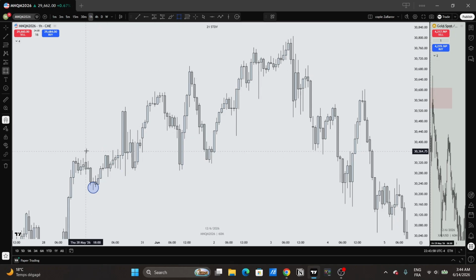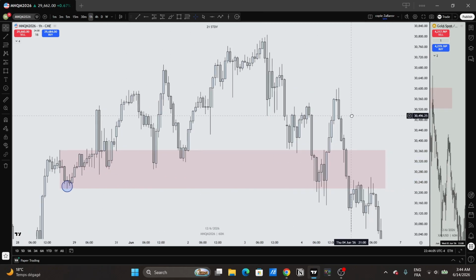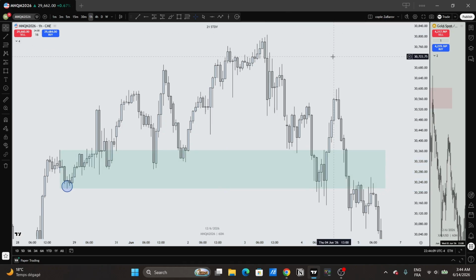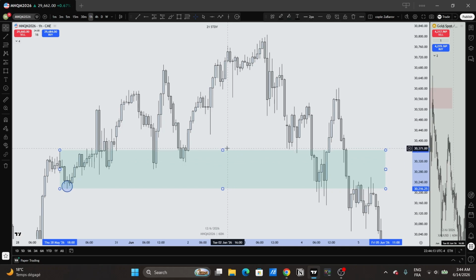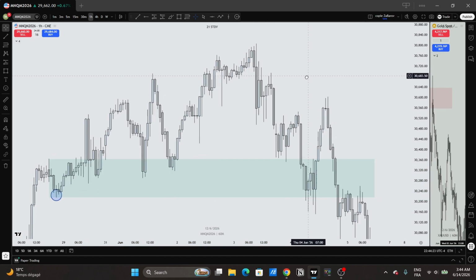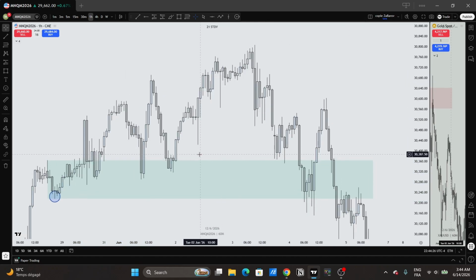So what are we marking? We're marking this little zone here, and we're expanding it to see how the market reacted from it. Let's mark it with a green color indicating bulls, and let's actually name it. It doesn't want to. Okay, no problem. So basically this is a support.